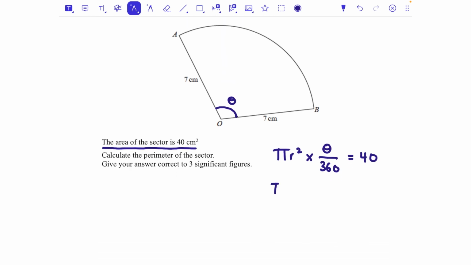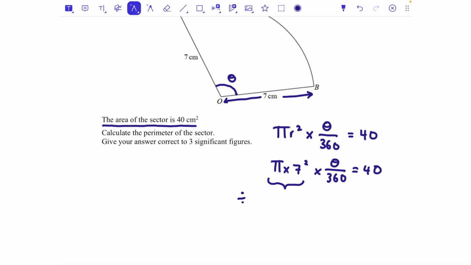So we're going to say pi times, now the radius is 7, because the radius goes from the middle of the circle to the edge. So pi times 7 squared times theta out of 360 equals 40. Now I can actually do this bit, it's 49 pi. So then I can divide both sides of the equation by 49 pi. So theta over 360 equals 40 divided by 49 pi. And that is 0.2598.